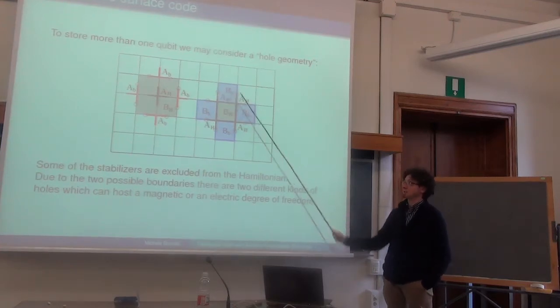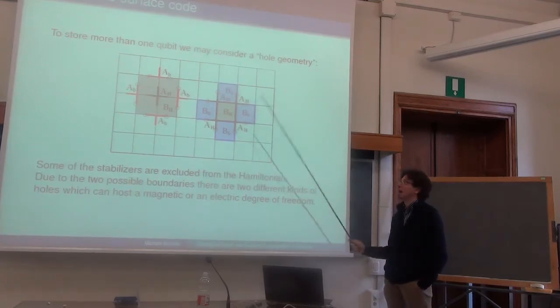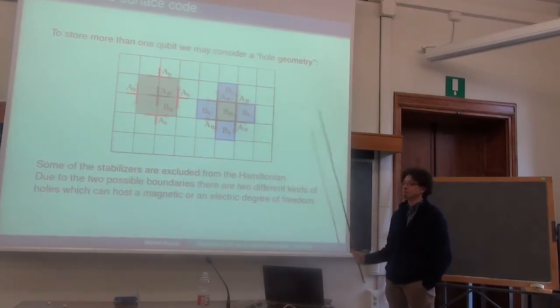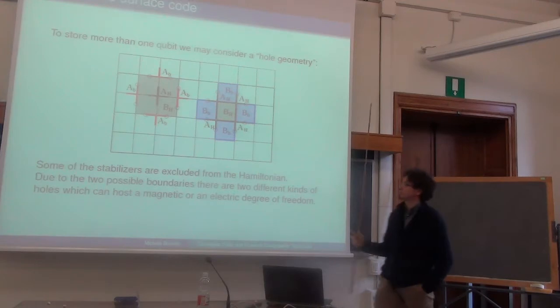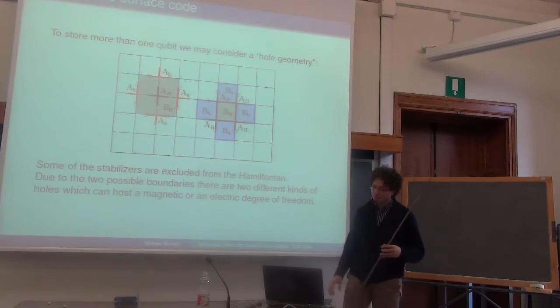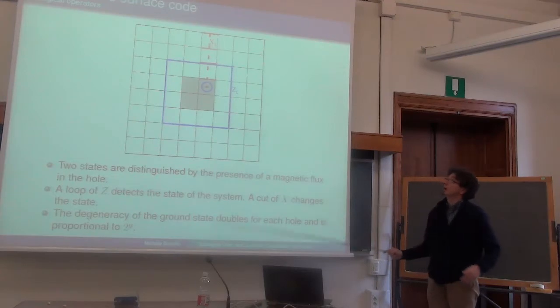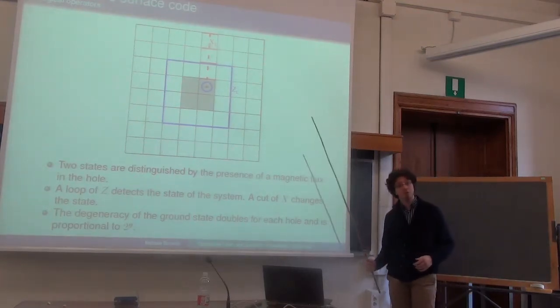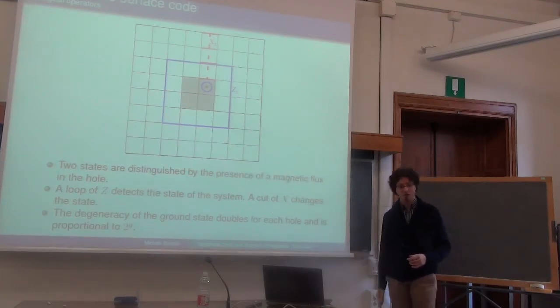and in the same way through the boundary terms given by this plaquette term with 3 sigma z operators, I can define a hole which instead may host an electric charge without paying any energy price. So essentially it is enough to consider that we have 2 different sets of holes, and the important thing is that for each hole I have an additional degree of freedom in my ground state. So for each hole I introduce in the system, I am multiplying by 2 the number of ground states.